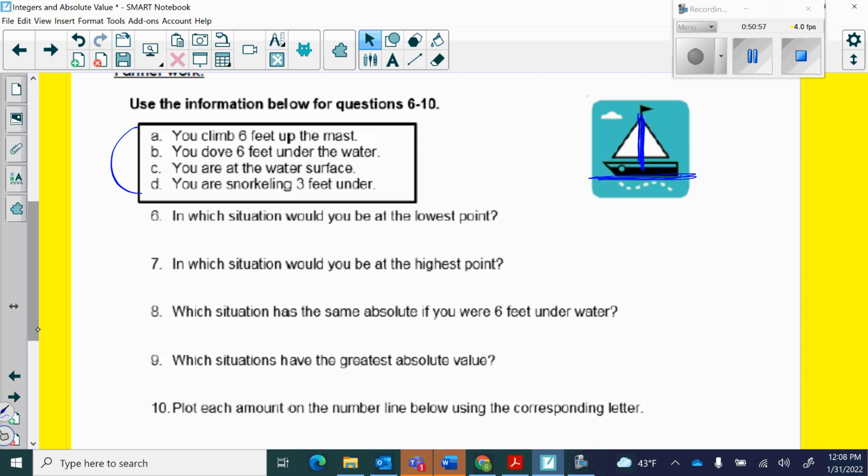I will give you a hint. It may help you to actually plot everything here on the boat before you do the problem. But we'll give you guys 3 minutes to knock this one out.